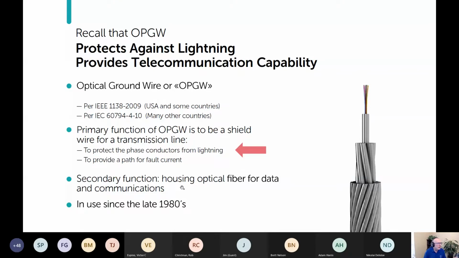Now, some would argue that in our time, the secondary function is perhaps actually more important to a lot of people than the primary function, but nevertheless, this is really the way it ought to be looked at. And it's been around since the late 80s.